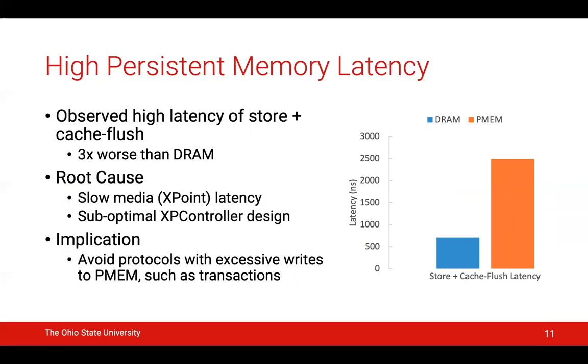So the first quirk I want to talk about is the high latency of writes to PMEM. The figure on the right shows the latency of a store followed by a cache flush at high concurrency for DRAM and PMEM. You can see that PMEM latency is about 3 times worse than DRAM. Using our benchmark, we identified 2 reasons for this.